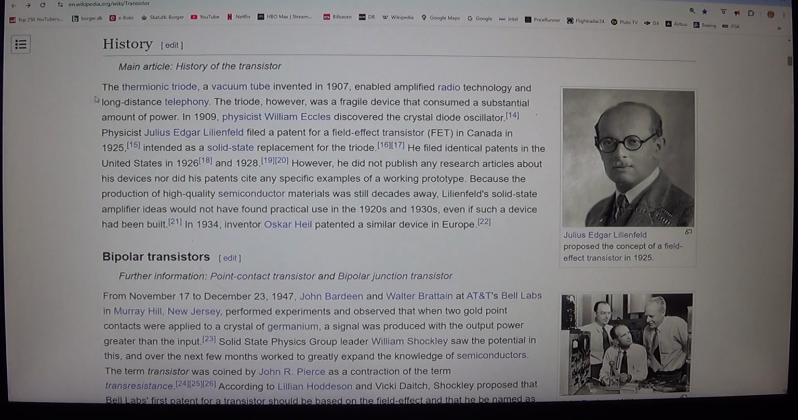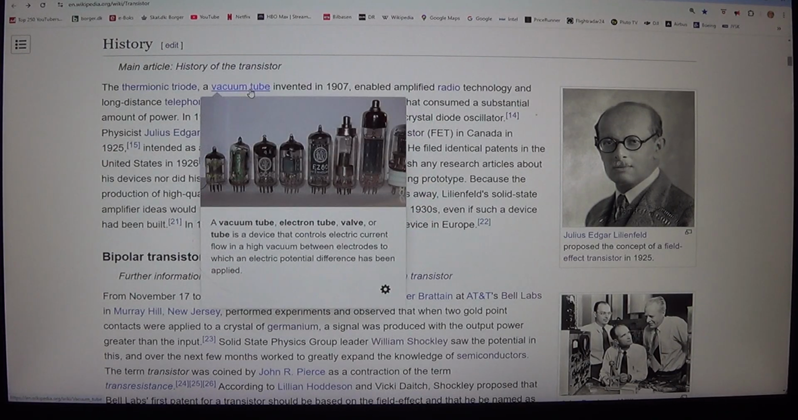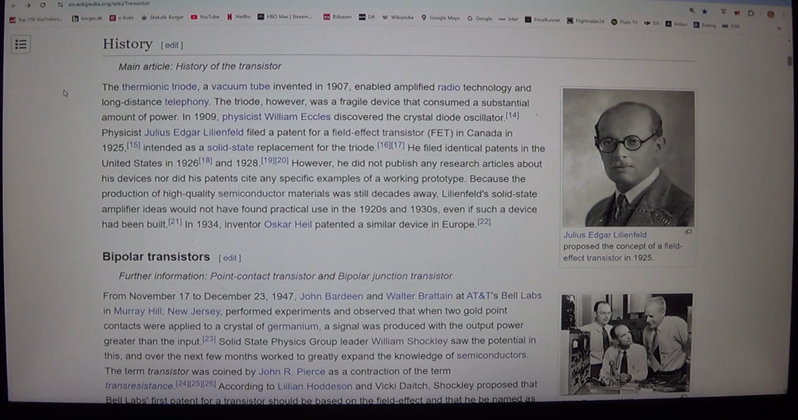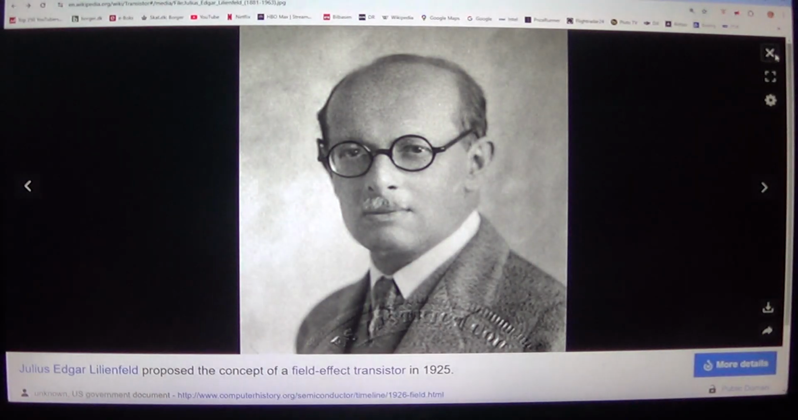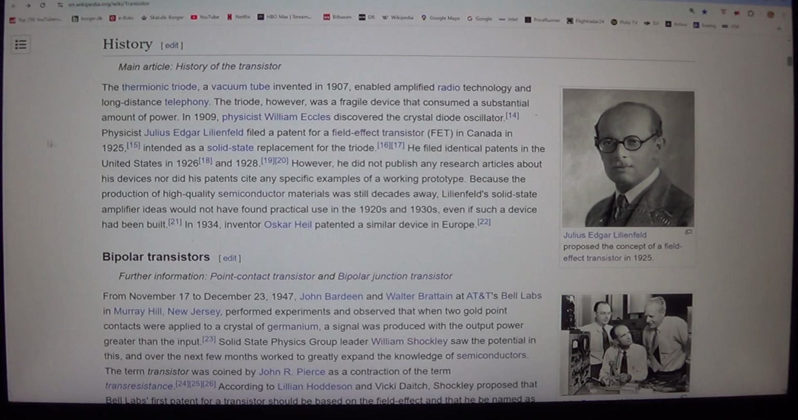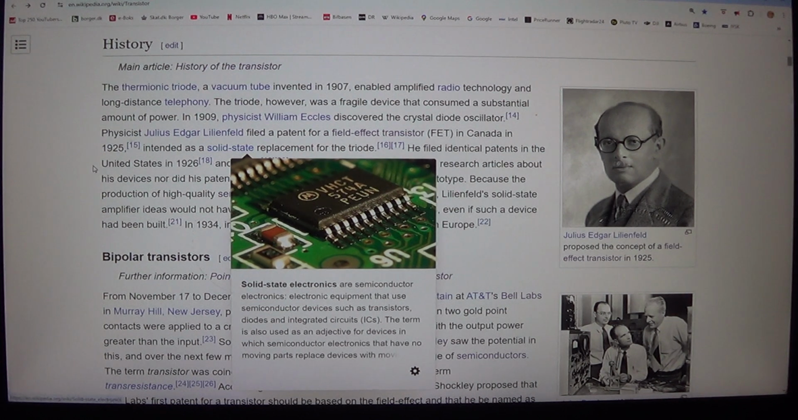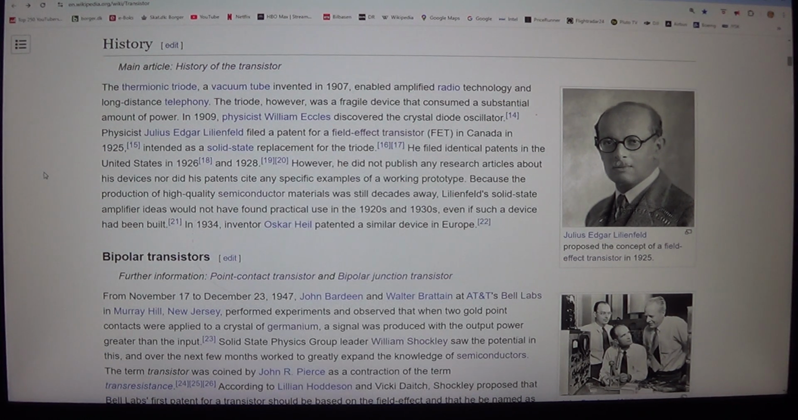The thermionic triode, a vacuum tube invented in 1907, enabled amplified radio technology and long-distance telephony. The triode, however, was a fragile device that consumed a substantial amount of power. In 1909, physicist William Eccles discovered the crystal diode oscillator. Physicist Julius Edgar Lilienfeld filed a patent for a field effect transistor, FET, in Canada in 1925, intended as a solid-state replacement for the triode. He filed identical patents in the United States in 1926 and 1928.